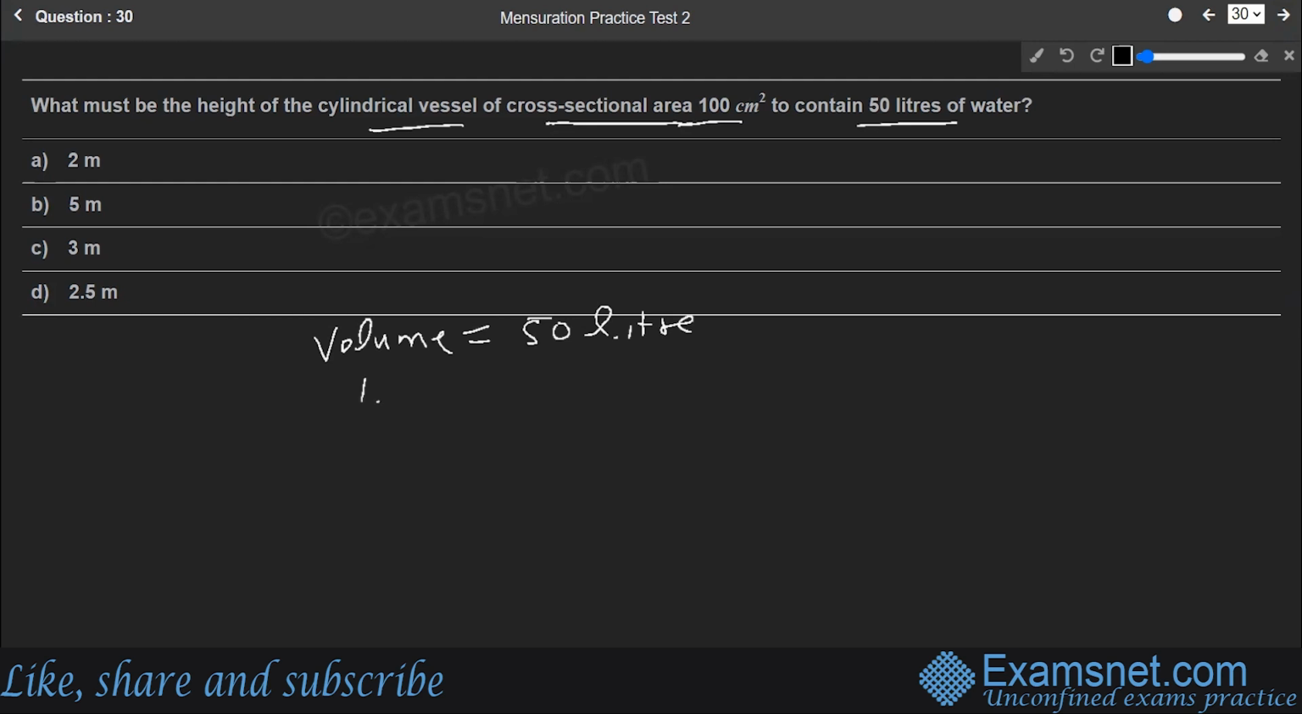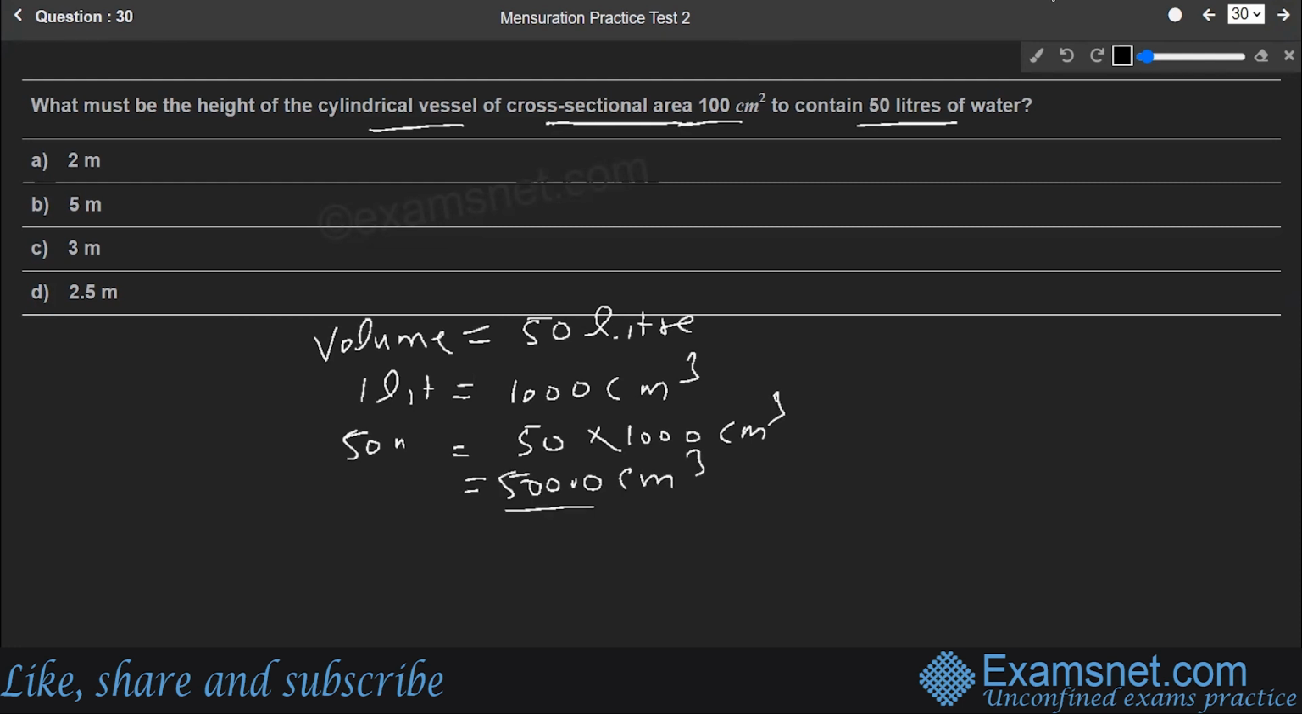So there is a conversion factor. 1 liter is equal to 1000 centimeter cube. So we have got 50 liters. So 50 liters will be equal to 50 into 1000 centimeter cube, which is nothing but 50,000 centimeter cube. So this is the volume of the water, which can be contained in this. So this is the volume of the cylindrical vessel also, because the water is contained in the vessel itself.